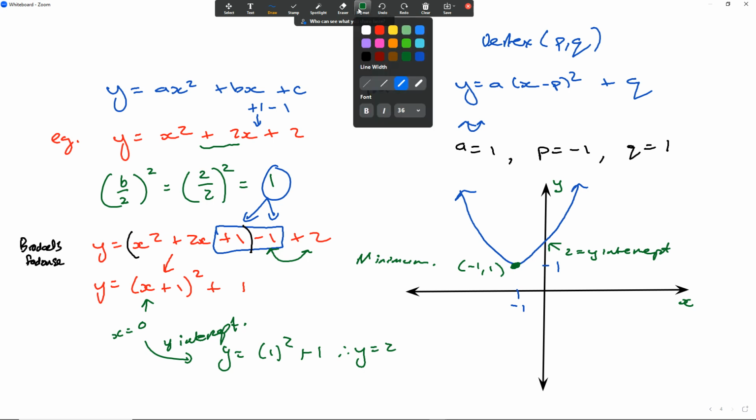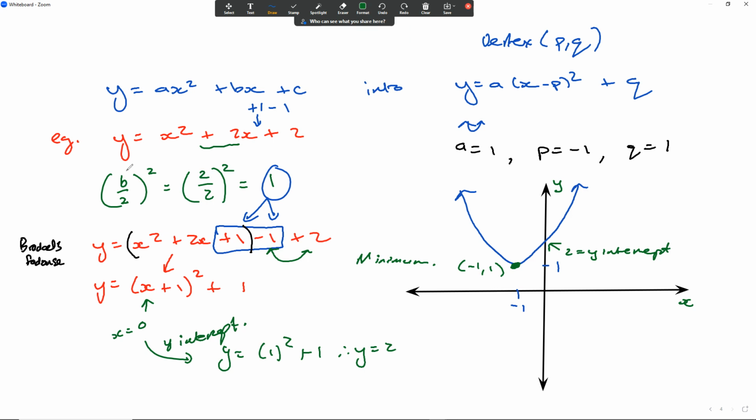So completing the square has the following steps. Step 1, we take b over 2 and we square it. Step 2, we add and subtract it right next to the x term, between the x term and the constant. After we do that, we go to step 3 and we factorize the first three terms, put in brackets, and we simplify the other side as well. And we're done.